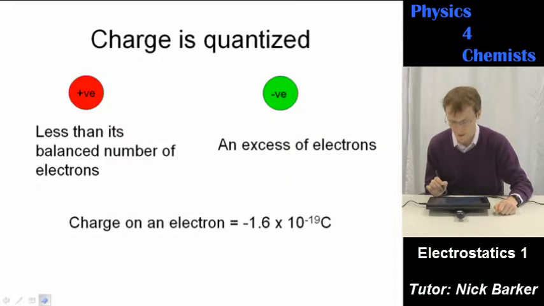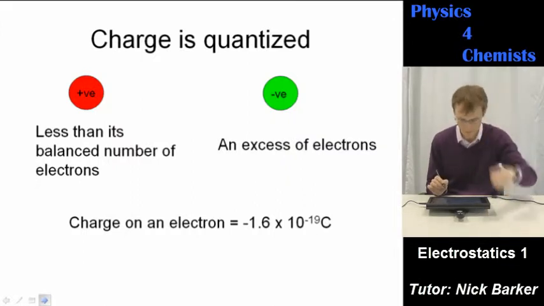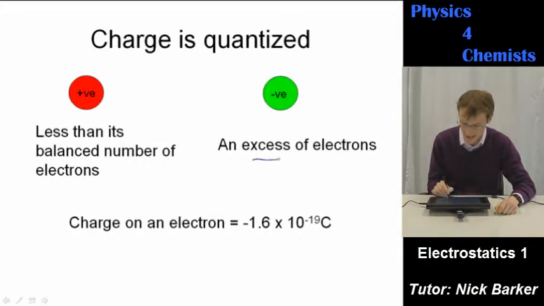Charge is quantized. It can't have any value. It goes up in steps. And if you have a positive charge, then the whole point is that this object has got less than its balanced number of electrons. And if you've got a negatively charged object, then it has an excess of electrons. And you will need to know that the charge on an electron is this value here, minus 1.6 times 10 to the minus 19 coulombs. It's not nerdy. Try and learn it.